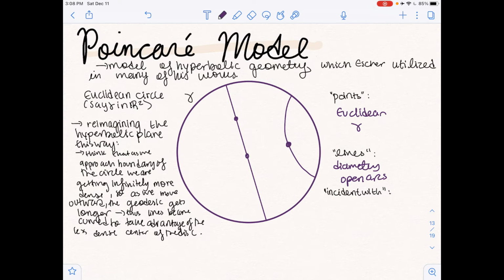Now, in this view, we're reimagining the hyperbolic plane onto this Euclidean two-dimensional circle. The way we think about this circle is that as we get farther away from the center, we're getting infinitely more dense. So as we move outward, the geodesic gets longer. Thus, lines become curved to take advantage of the less dense center of the disk. The Poincaré model therefore distorts hyperbolic space in the sense that straight lines appear curved as we get infinitely far away, approaching the boundary of the circle. Objects appear closer and closer together, though they are actually all equal.